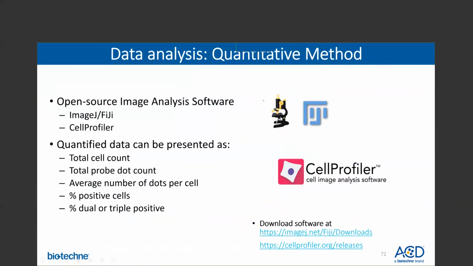You can also perform data analysis using the quantitative method. This can be done using open source image analysis software such as ImageJ from NIH or CellProfiler. Here are the links to download the software. And then here's what you can do with the quantified data. You can present them as total cell count, probe count, number of positive cells, to name a few.